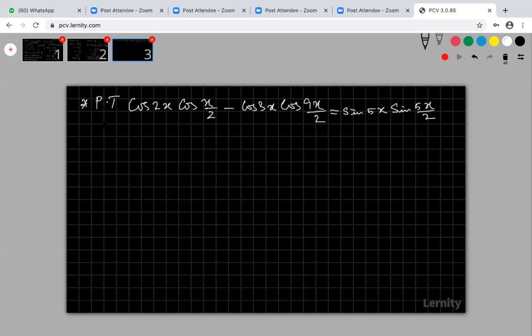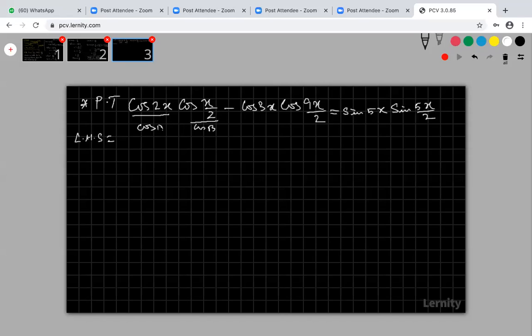I have to prove that cos 2x cos x/2 - cos 3x cos 9x/2 equals sin 5x/2 sin... So come to the left hand side. Here look, cos x/2 is there. So we can take it as cos A cos B. Since x is already given, no need to take it as x and y, it will be confusing. So I am taking it as cos A cos B.